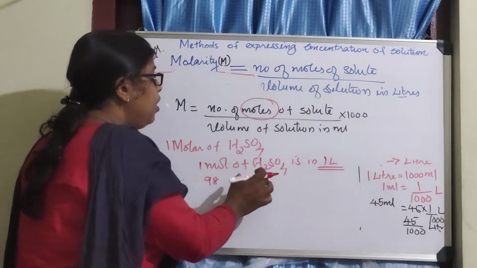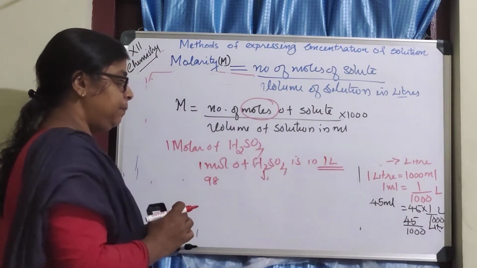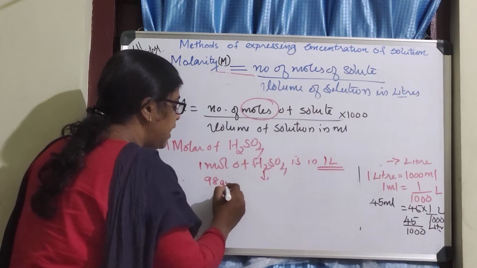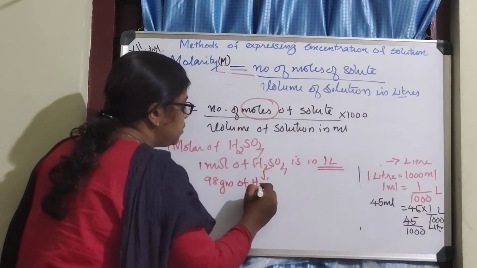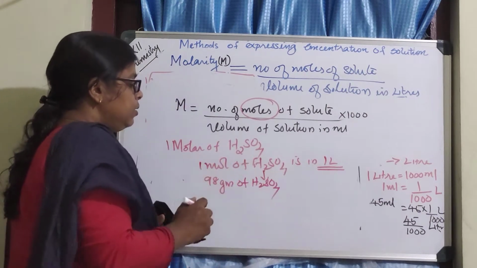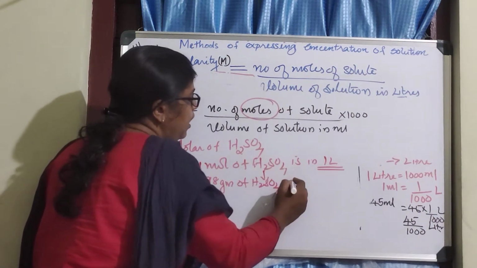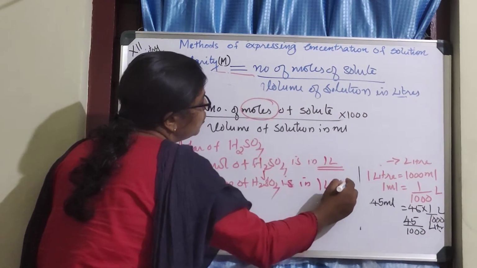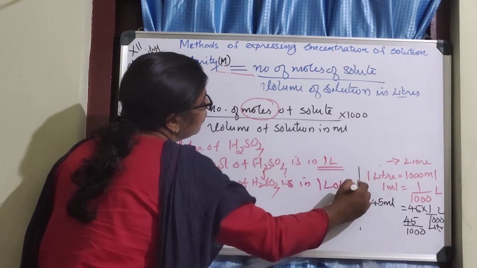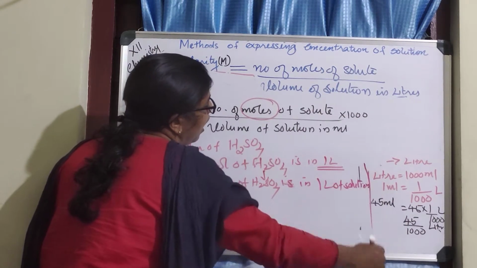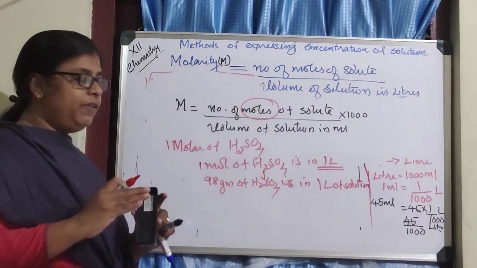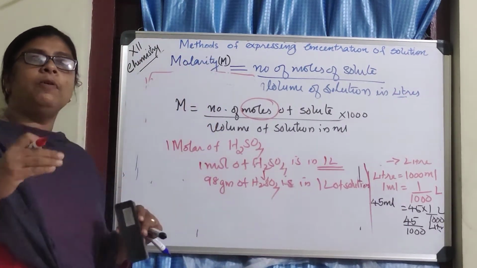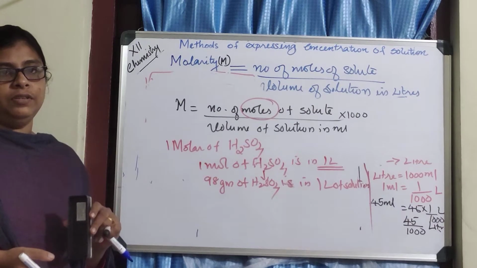See here, 1 molar sulfuric acid is in 1 liter. That means that particular 1 molar solution of sulfuric acid contains 98 gram of H2SO4. So 98 gram of H2SO4 is dissolved in 1 liter of the solution. It is not 1 liter of water, it is the solution. Total volume means the volume of the solute and the solvent.